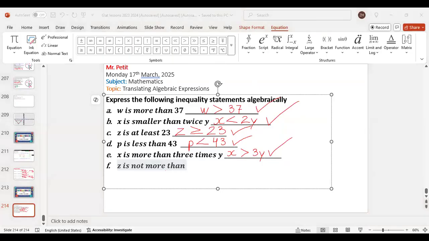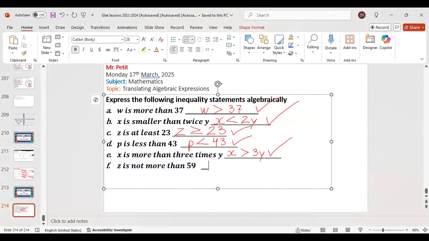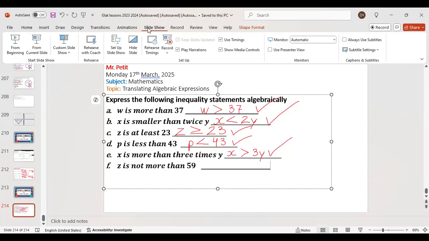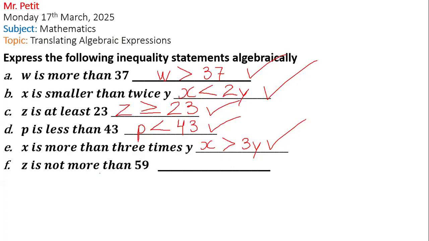Excuse me, Mr. Petit. Sorry, I keep forgetting. When would it be a power again? It's like y times y, not twice y times y. Oh, yes. Yeah. Z is not more than 59. Can I answer?